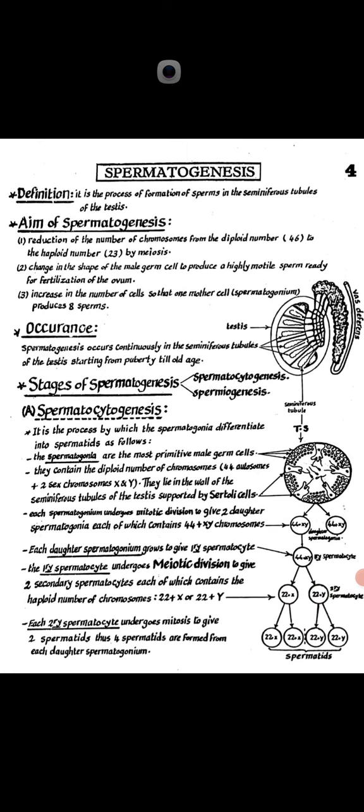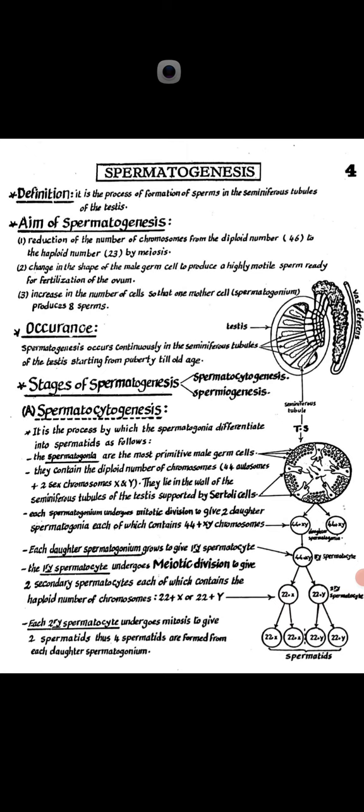Now, first, what does the word spermatogenesis mean? Spermato means sperm, genesis means formation. It means the process of formation of sperm is called spermatogenesis. How do we define spermatogenesis? It is the process of formation of sperm in the seminiferous tubule of testes.